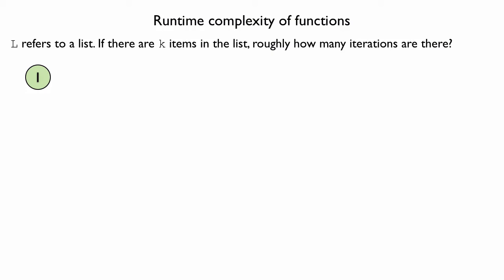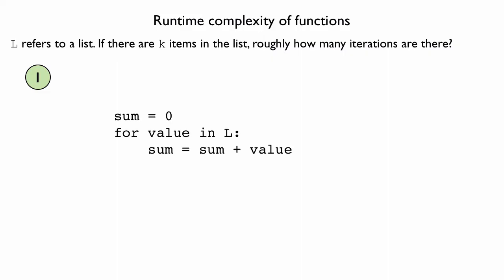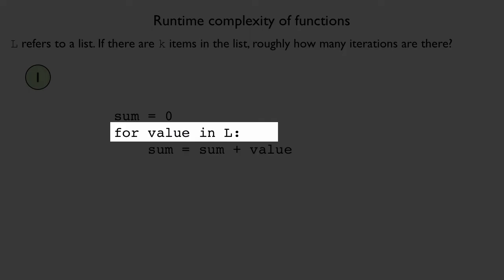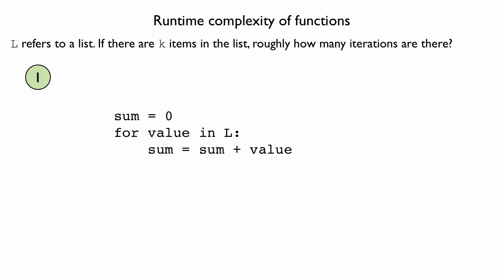For all these functions, L refers to a list, and there are k items in that list. The question is, how many iterations are there in each function? Function number 1 has a for loop that looks at each value in L once. This function will have as many iterations as there are items in the list L, which is k items, therefore k iterations.